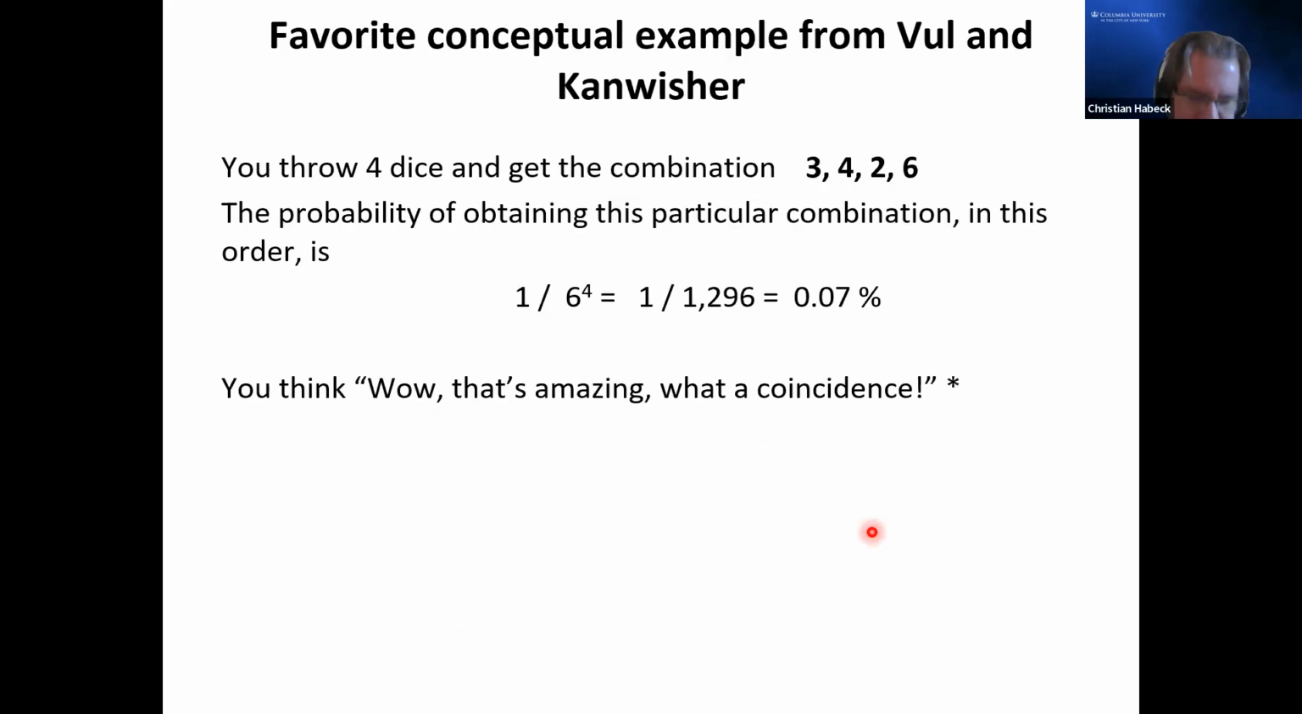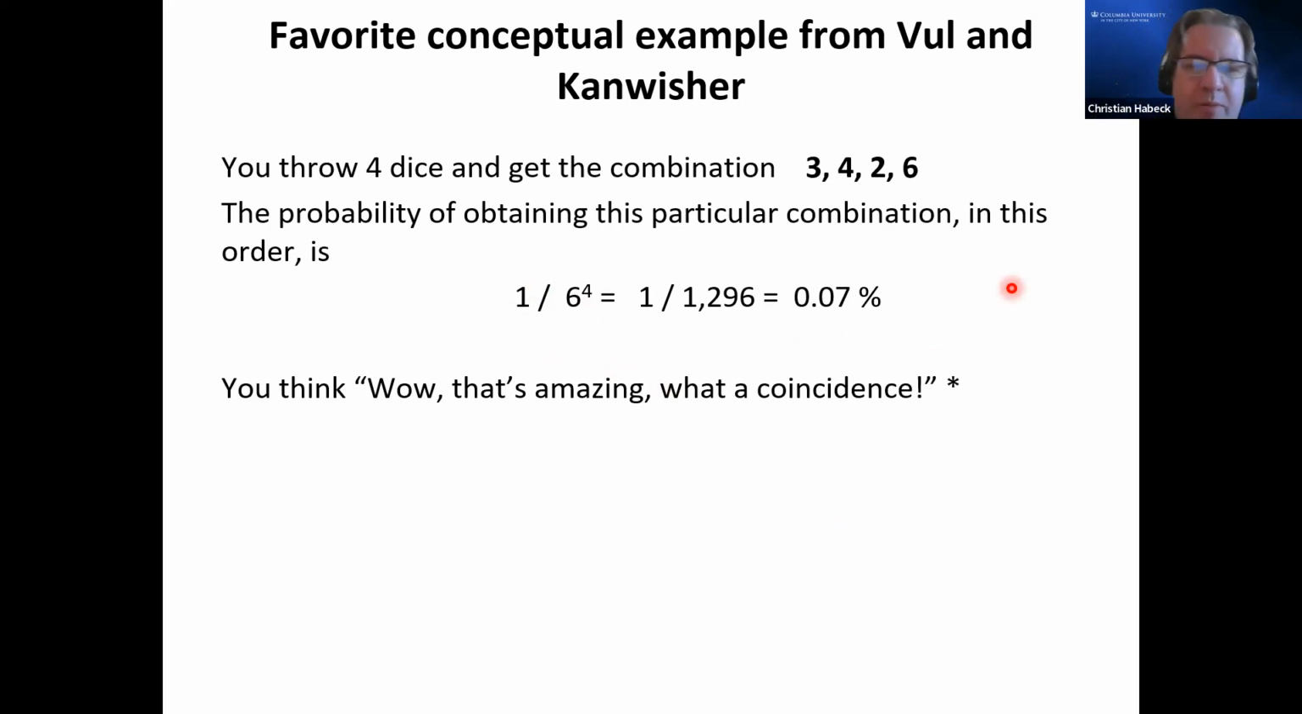Okay, so this is a great example. I love this example because it's in a way so simple, yet it's really profound. And again, I didn't come up with this. I saw this, I think, in a paper by Vul and Kanwisher. But imagine you have 4 dice and you throw them and you get the combination 3, 4, 2, 6. The probability of obtaining this particular dice throw in that order, you can calculate as 1 over 6 to the 4th power, so that's 0.07%.